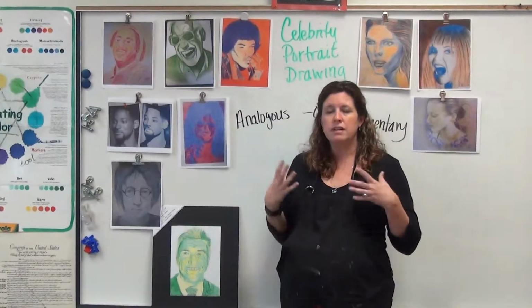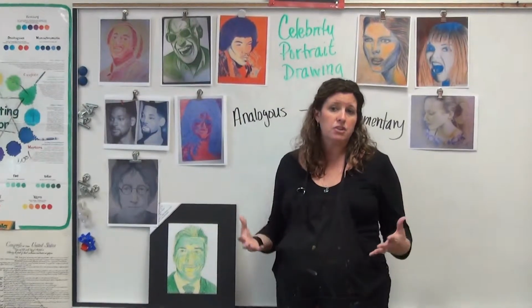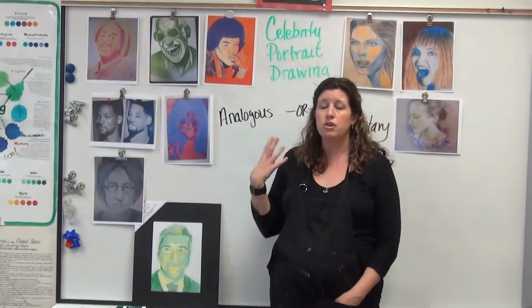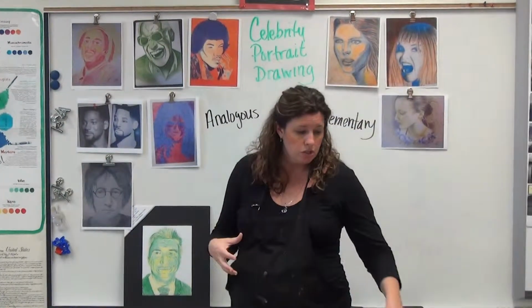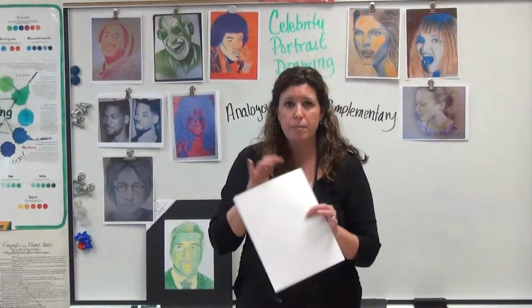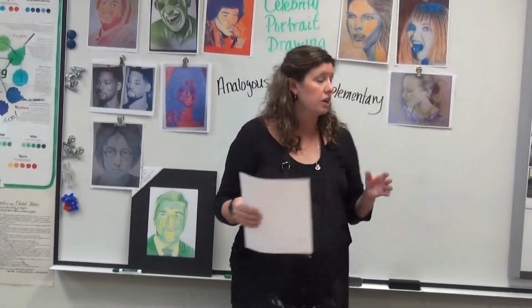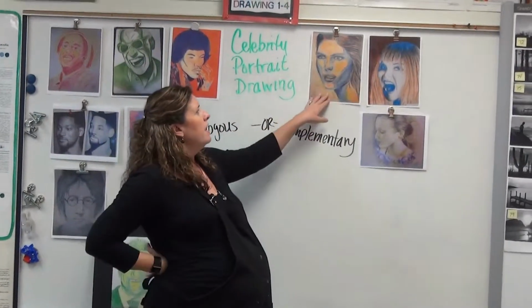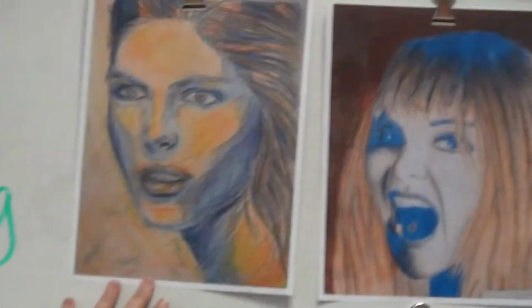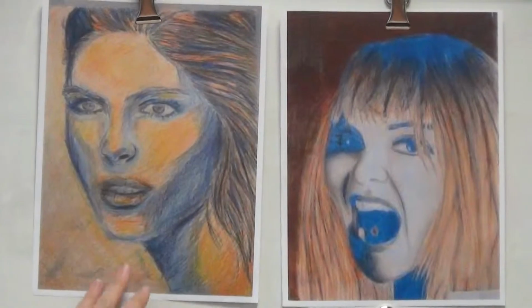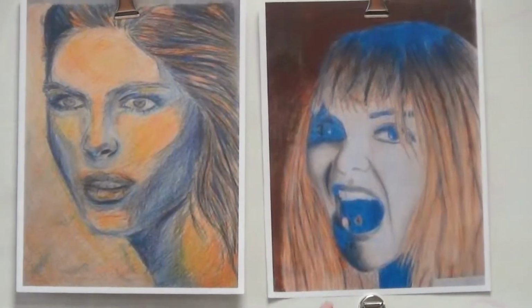So you're going to want to find a celebrity that you like, somebody that you're interested in. Make sure you have a photo reference, and then you're going to create their portrait drawing. You're going to use 9x12 paper, and the image, and you're going to create it on here. Over here we have a model that the student used, I don't know the model's name, and they used oranges and blues for complementary.